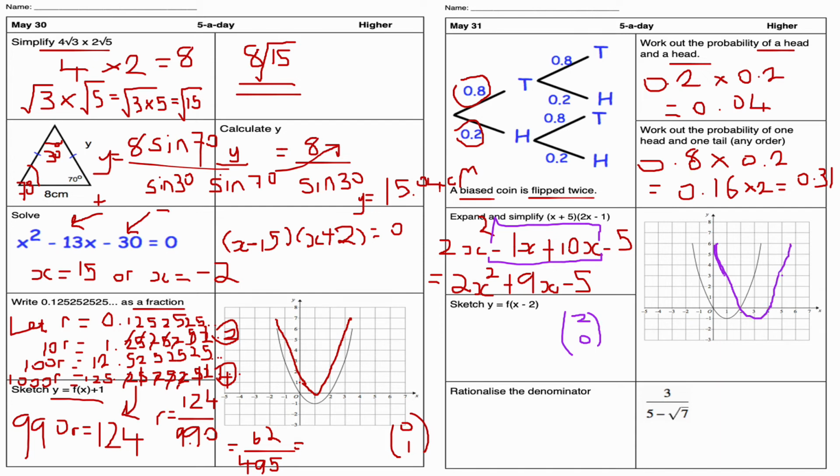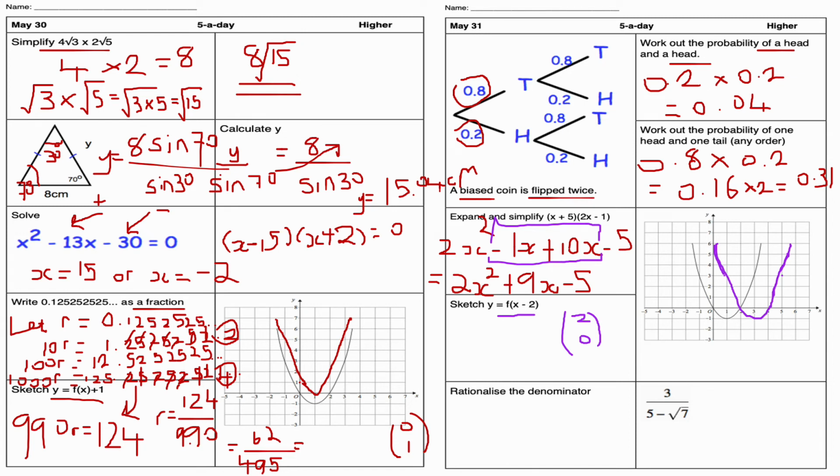passing through those points. Obviously, I've done it freehand here, which you are meant to do, but make sure that you use your pencil for these questions, and then rub it out and start again if you need to. But it's a translation of 2 units to the right. If it's inside the bracket, then it's always the opposite sign. So x minus 2 means I move it 2 to the right.